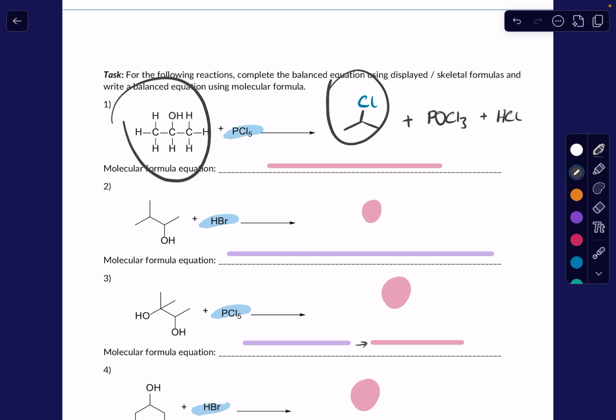This depends on what we react with here. I would like you guys to write the molecular formula, make sure it's balanced, and put it there for me. There is no stoichiometry here, so no big numbers. You don't need to worry about that.